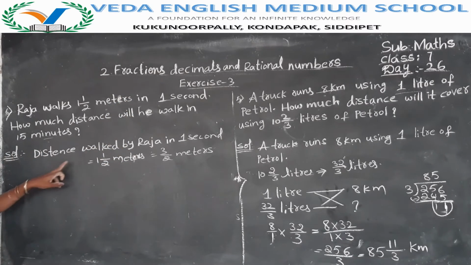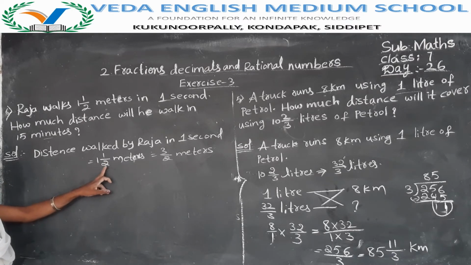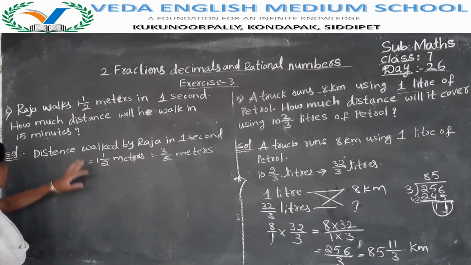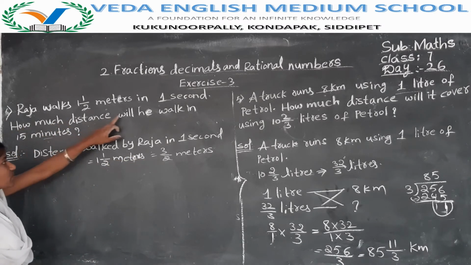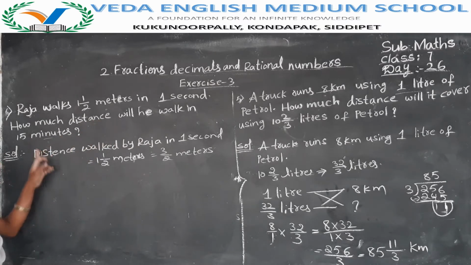Now, distance walked by Raja in 1 second is equal to 1 into 1 by 2. They have given. Now it is a mixed fraction. We can convert this mixed fraction into improper fraction. How to convert? By multiplying. 2 ones are 2, 2 plus 1 is 3. Now it is 3 by 2 meters. Now he is asking, how much distance will he walk in 15 minutes? Now distance covered by Raja in 15 minutes.